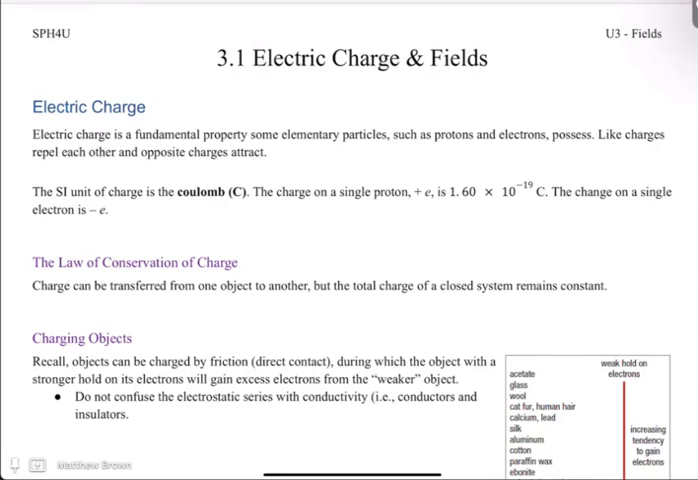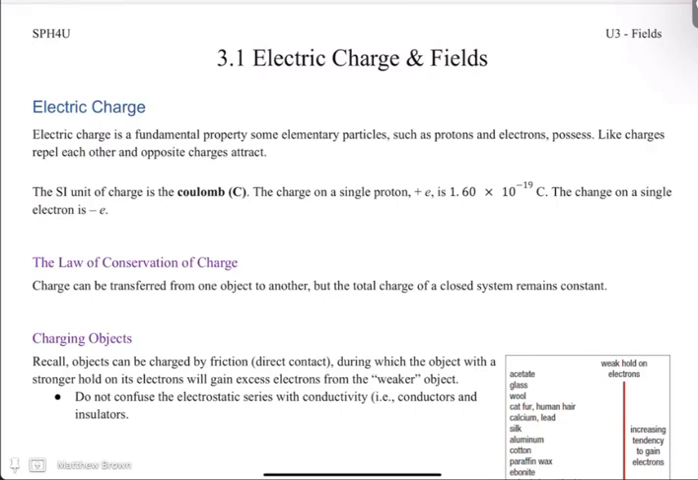The SI unit is the coulomb. The charge of a single proton I just write as plus e, because really the electron is the thing that we might look at as having this fundamental charge. But it turns out that both of them are exactly the same in magnitude, just opposite in sign.